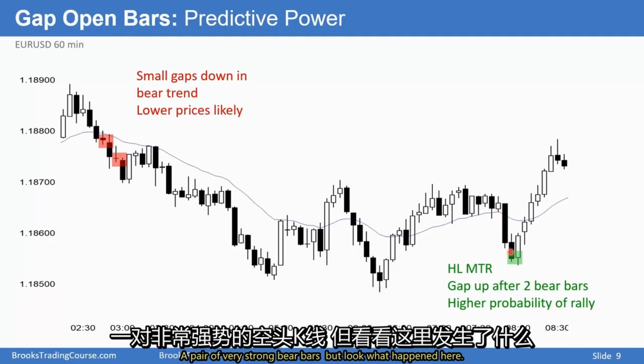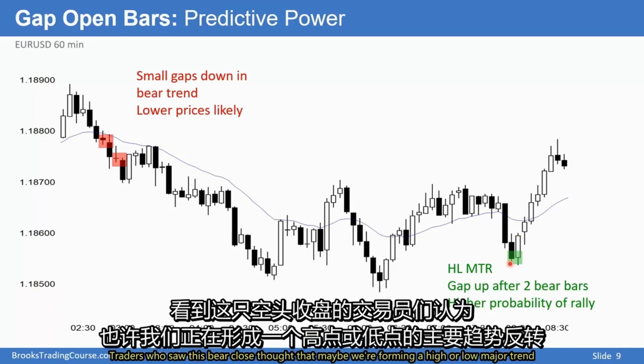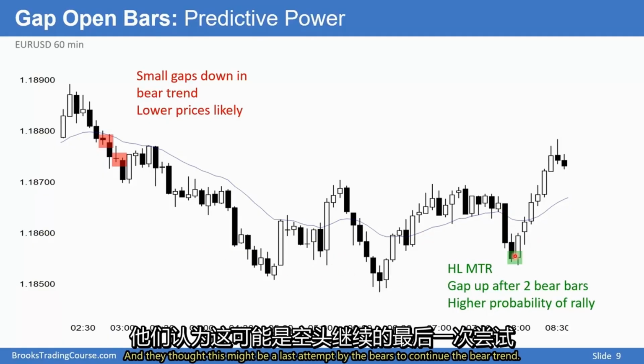A pair of very strong bear bars, but look what happened here. We have a gap up and a bull bar. Traders who saw this bear close thought that maybe we're forming a higher low major trend reversal. Head and shoulders bottom: left shoulder, head, right shoulder. And they thought this might be a last attempt by the bears to continue the bear trend.